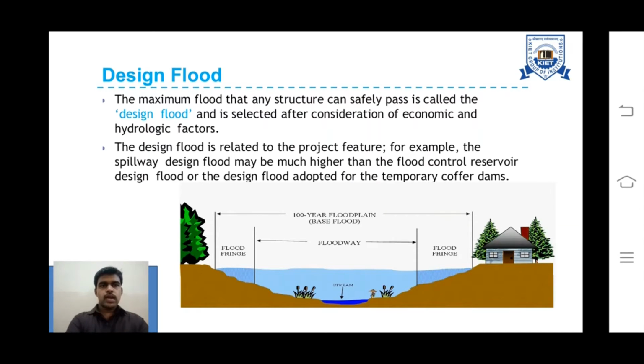Look at the figure showing the 100-year flood plain, the base flood, the flood fringe, the floodway. How about the stream as well as the flood fringe nearby the house, the mountainous level, the upstream as well as the downstream. So by keeping this picture in mind, we have to analyze the design flood adopted for the temporary coffer dam as well as the flood controlled reservoirs, the design flood which is related to the overall project future. So the design flood plays a major role in calculating these types of analytical observations as well as the variations in determining the risk factors by considering the impacts.